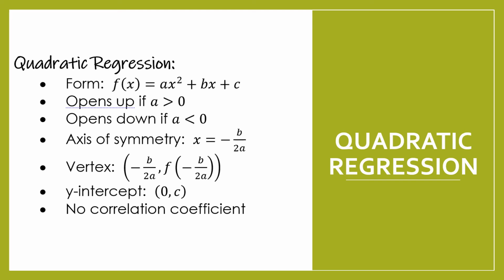Your y-intercept will be given to you. You can plug 0 in for x, but if it's in standard form, the y-intercept is the c value. And again, no correlation coefficient for quadratic regression. That correlation coefficient only exists for linear regression.